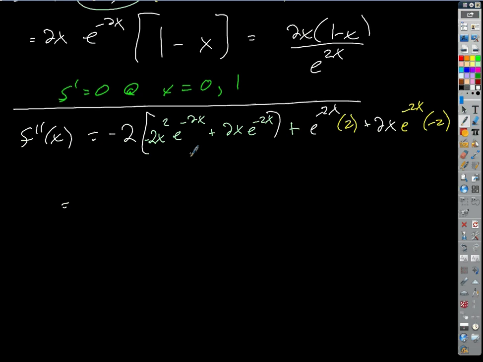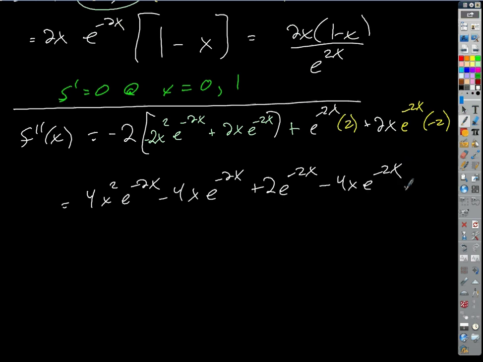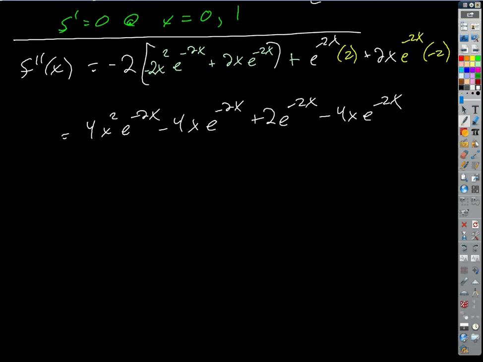So if I distribute the -2, I'm going to get a positive 4x squared e to the -2x minus 4x e to the -2x plus 2 e to the -2x, and I'm thinking there is going to be a like term somewhere, isn't there? I'm going to get a minus 4x e to the -2x. So those are like terms, aren't they? Everything else is not though. So if we collect like terms, we get 4x squared e to the -2x minus 8 of those, right? I got -4, -4.